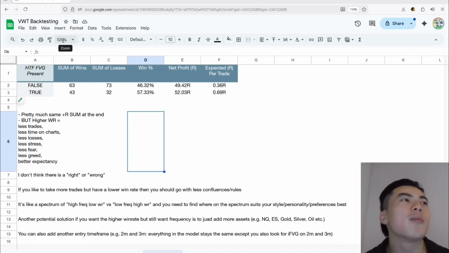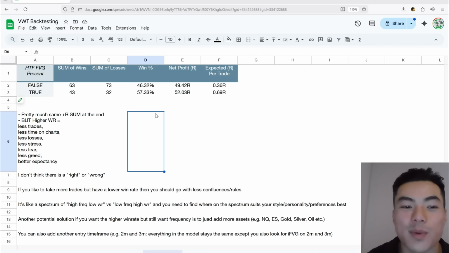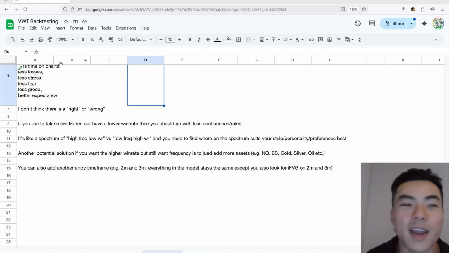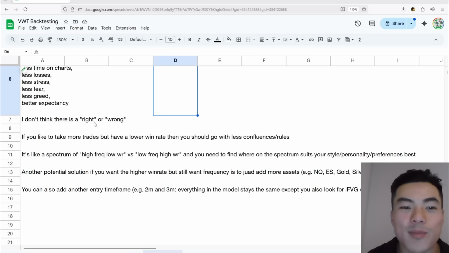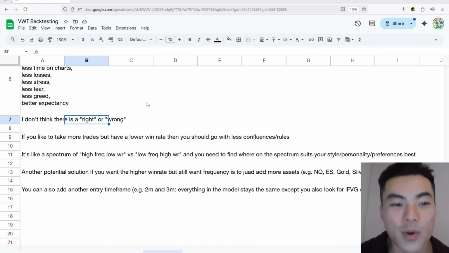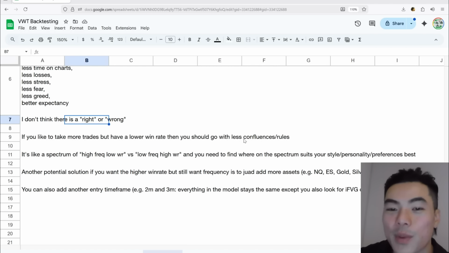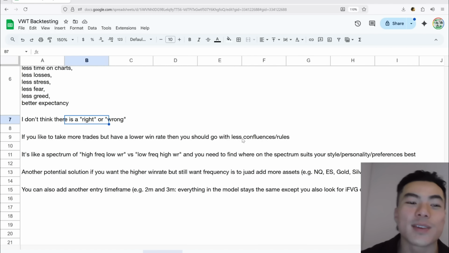So for me, I think it makes sense to have this extra confluence, even though it doesn't change the total profit that much. I think I would prefer to have a higher win rate. But like I wrote down here, I don't think there is a right or a wrong. If you like to take more trades, but then you want to have a lower win rate, then go ahead. You should go with fewer confluences and fewer rules and not add in extra layers.